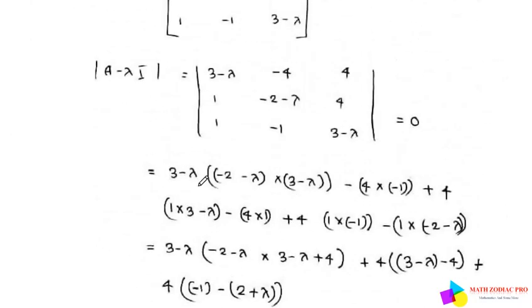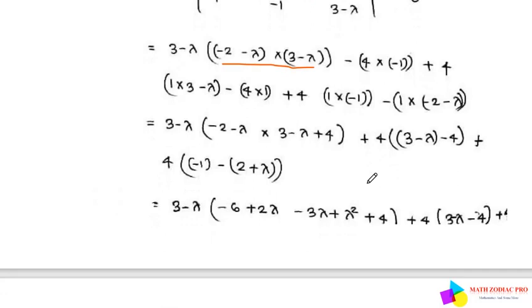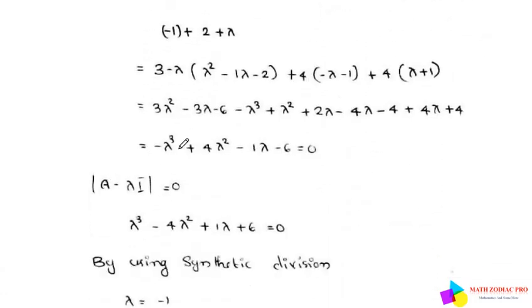Okay, so we get 3 minus lambda into minus 2 minus lambda into 3 minus lambda, this one and this one. And next one, 4, we get minus of minus 4. Okay, so 4 into this one, this one cancel this row and column. Okay, so we get minus 4 into minus 1 plus 1. So finally we get the lambda value: minus lambda cube plus 4 lambda square minus 1 lambda minus 6 equal to 0.